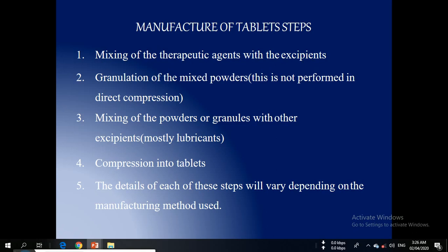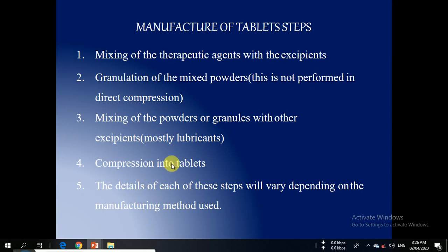The second step is the granulation process, which is also very important. Granules are usually formed from mixing powders, but this step is skipped in direct compression. It is not performed in direct compression, while it is applicable for the wet granulation process as well as the dry granulation process. The third one is mixing the powders or granules with other excipients, mostly the lubricants which are used in the manufacturing of tablets.